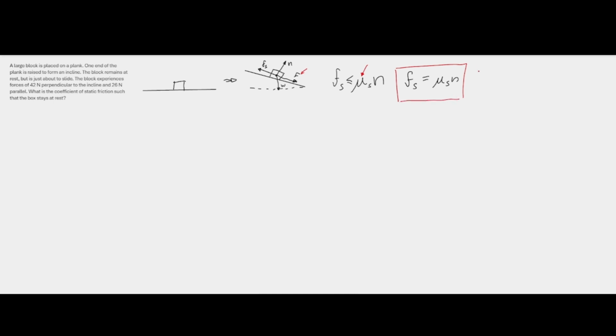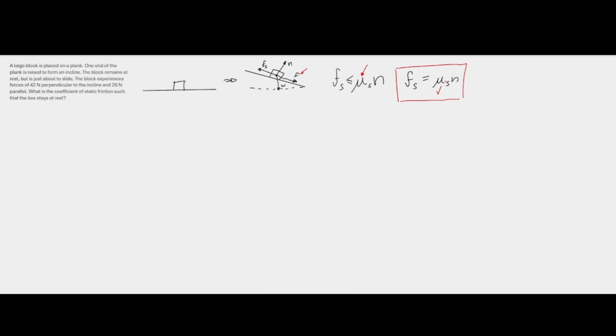And we need it to be an equality because we wouldn't really be able to solve for the case where F sub s is less than mu sub s times n. We need an equation. We need equality to be able to say, okay, yes, the value of the coefficient of friction is something, which we're about to find.